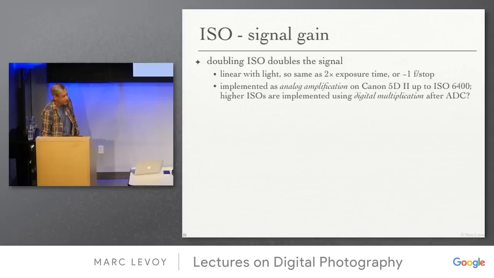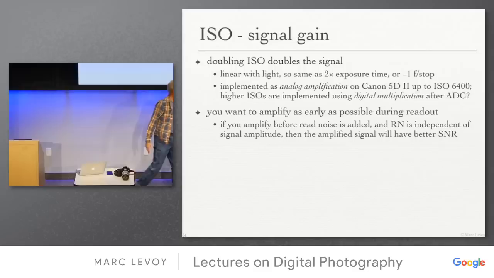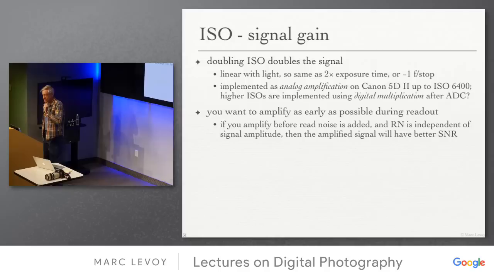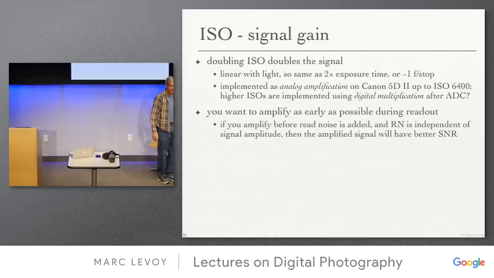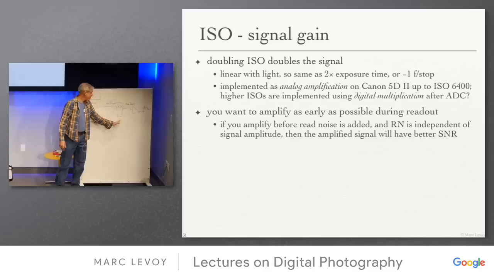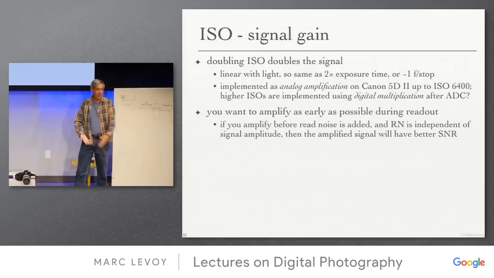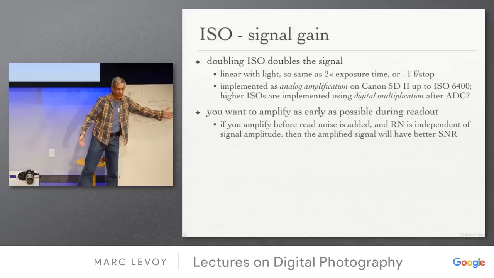Okay, so in general, if you were designing such a system, you'd like to amplify as early as possible. You'd like to amplify before noise is added, and noise is added at a variety of places in the pipeline. Most importantly, you would definitely like to multiply the voltage before the analog to digital converter. Because if you didn't, then if you have taken a low voltage and run it through this analog to digital converter, you might end up with a number from 0 to 7 coming out of it. Multiply that later and you're going to have contouring. So you really want to multiply that voltage before it gets quantized.